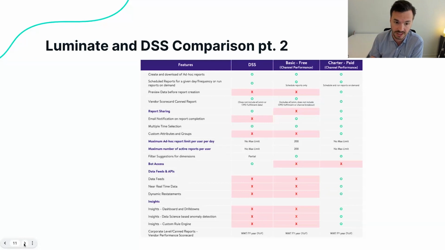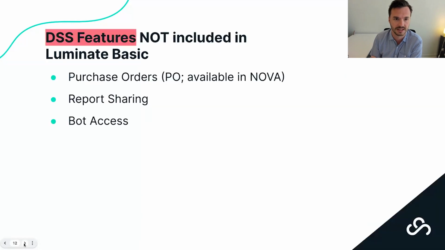We're going to be looking a little bit into the APIs, which are a pretty cool new feature, and some of the insights as well, but we'll be getting into that later. Okay, so DSS features that are not included in Luminate Basic. These are the things that basically are going away or moving to a different app. You can see the PO information.